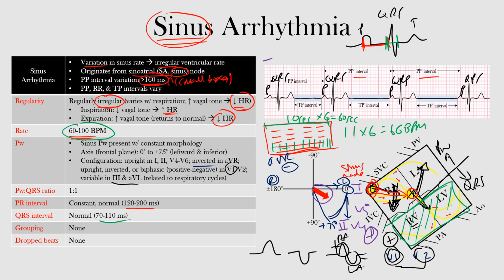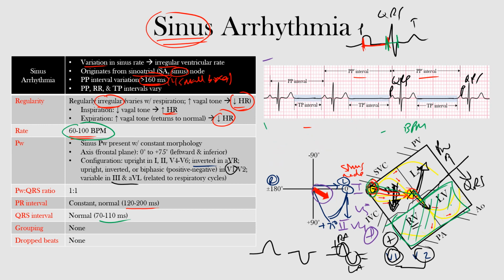So no issues there. In terms of grouping, there's no grouping, so we don't see certain waves or complexes occurring together, and there are no dropped beats. Every beat that makes it from the sinus node gets through the AV node into the rest of the conduction system. And remember what gives us the sinus arrhythmia is a variation greater than 160 milliseconds between the P to P interval.